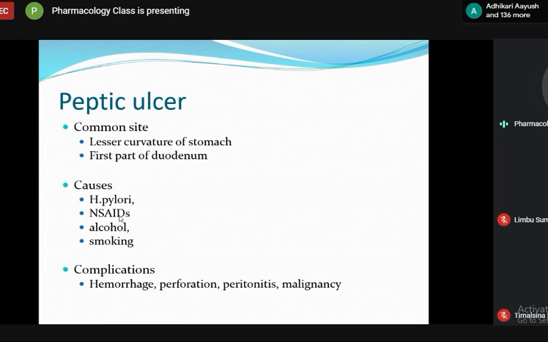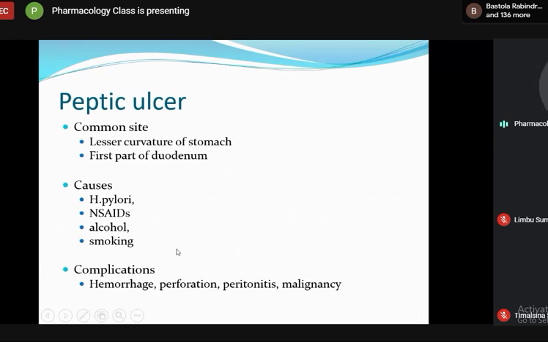Similarly, in the questions based on your exam, during the exam, you might get a case with peptic ulcer, but the cause may be different. It might be an H. pylori cause, it might be NSAIDs, or it may be alcohol or smoking. So read the problem very carefully and write the treatment.